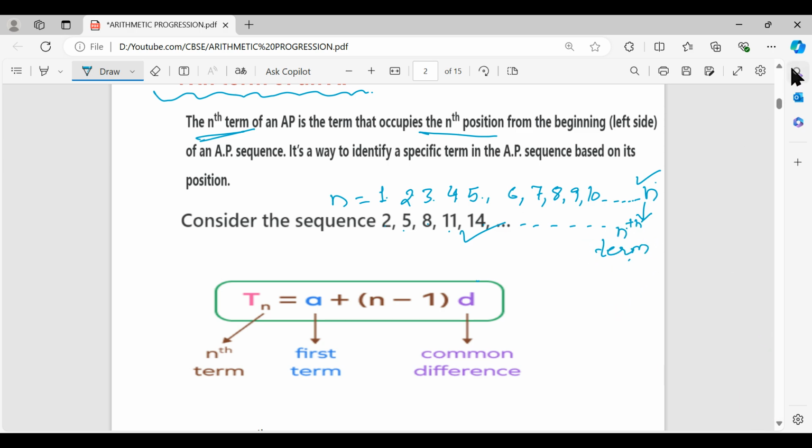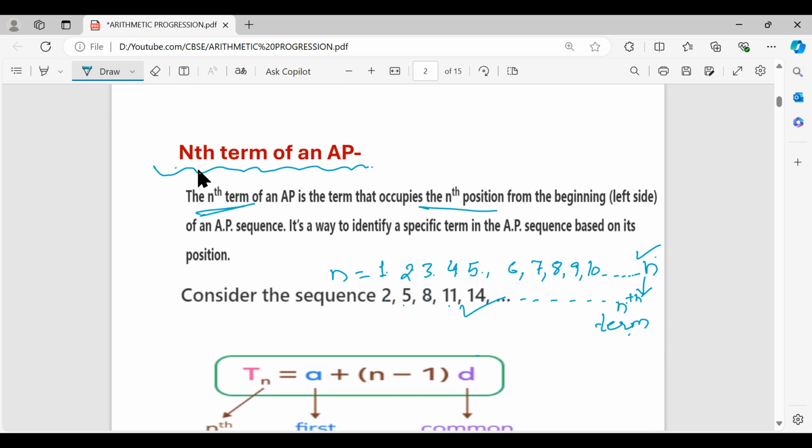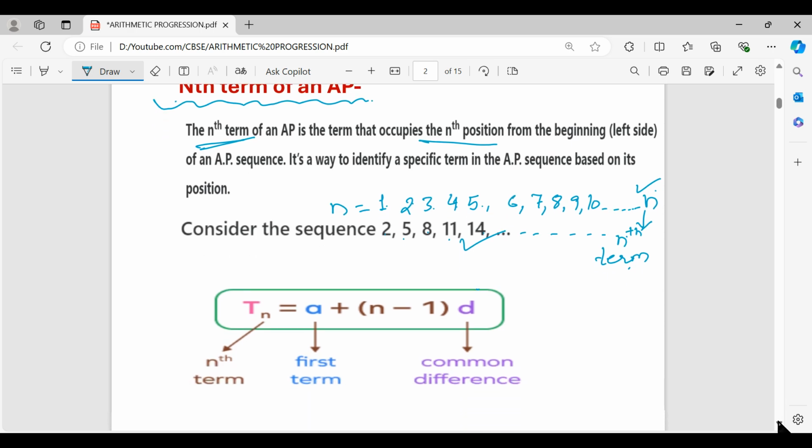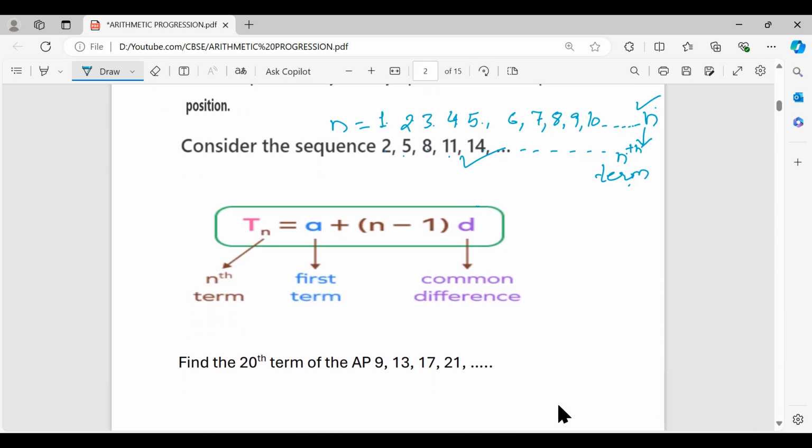Now, nth term of an AP. So our topic is the nth term of an AP. Let's see how we represent the nth term. The nth term is represented by Tn. You can also represent this as An. So An or Tn is equal to a plus n minus 1 times d. What is a here? a is the first term of the sequence.